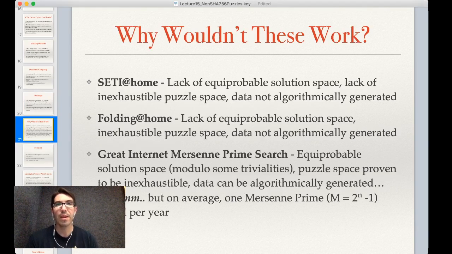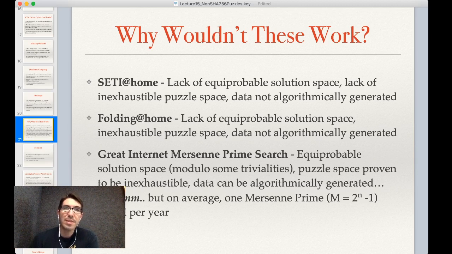and the nodes themselves. So just looking at these specific examples here, SETI at home, well, there's definitely a lack of equiprobable solution space. We know that if you're not looking at a particular star, then you're much less likely to find any sort of alien signal or something that would be valuable. It's a lack of inexhaustible puzzle space. It's going to be hard to verify that you actually have found a signal, right? There are certainly some checks, but there's all sorts of different ways that this would have to be checked by someone. And this data is not really algorithmically generated. We know we're getting it from space. It means we're getting it at least from a radio telescope or someone who claims to be a radio telescope. So all sorts of problems with using this as proof of work.